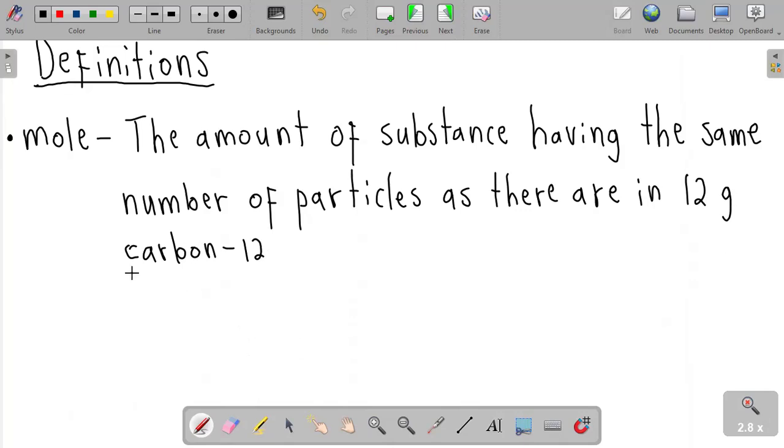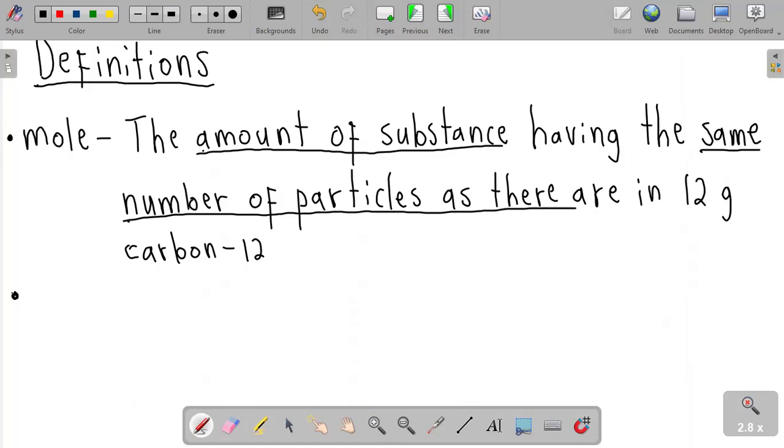So we make reference to carbon here when we're defining a mole. We use carbon 12 on the periodic table. The key word here is the amount of substance, and then having the same number of particles as there are in 12 grams of carbon 12.